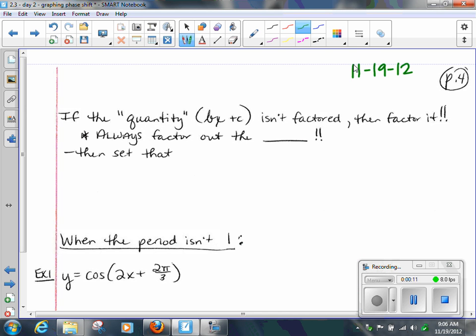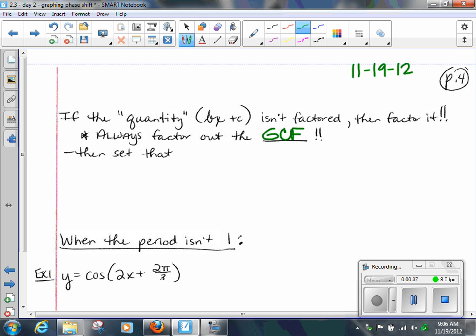This is when there's a little twist in that quantity. If the quantity inside those parentheses isn't factored, then we have to factor it. Always factor. What's the first thing you factor out? Always the GCF. Always factor out the GCF, but sometimes it's difficult to figure out what to do. So we're going to look at that.